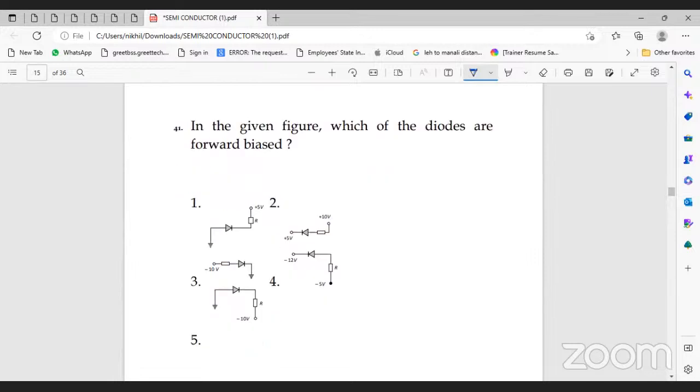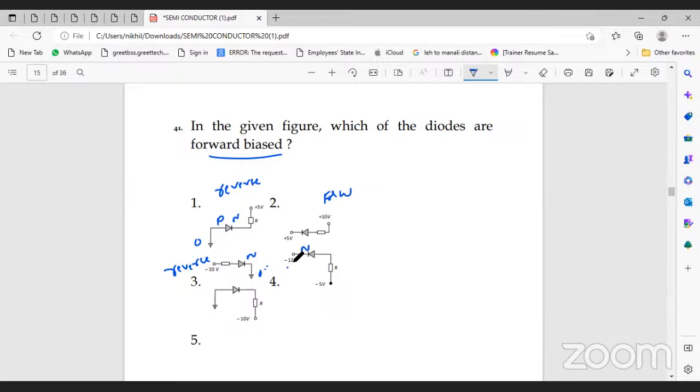I think you can search for the diode which is forward bias. Here P type is connected to 0, N type is connected to higher voltage. So definitely this is reverse bias. Negative is connected to lower voltage, positive is connected to higher voltage, so this is forward bias. Third one, this is 0, this is -10. So this is high voltage. N is connected to high voltage, so this is reverse bias.